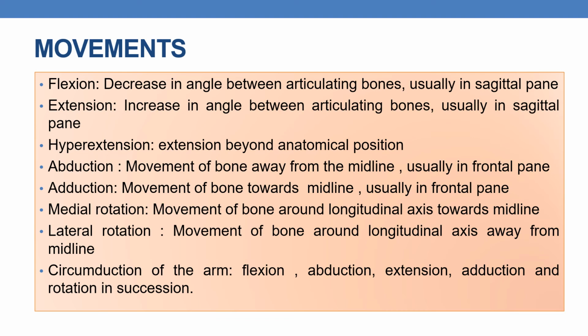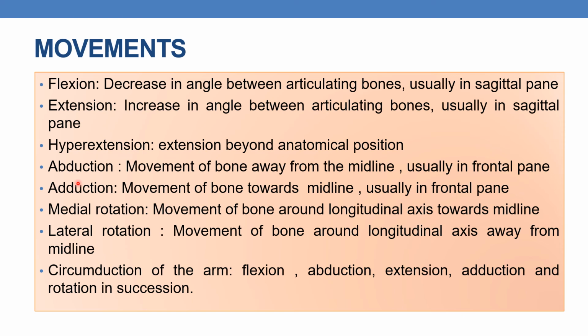Now coming to the various movements the shoulder joint can perform. It can perform flexion, which is nothing but a decrease in the angle between articulating bones, usually in the sagittal plane. Extension is nothing but an increase in the angle between the articulating bones, usually in the sagittal plane. The next is hyperextension, which is nothing but extension beyond the anatomical position.